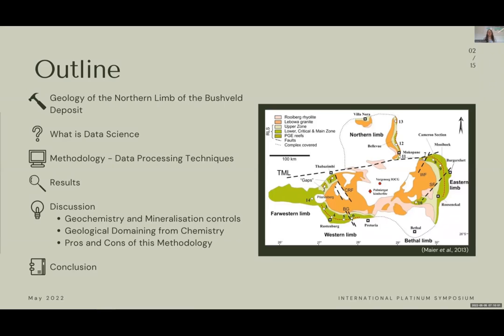So I will outline this presentation. Firstly, we will touch on the geology of the northern limb very briefly, and then provide meaning to the concept of data science. I will then explain my methodology and data processing techniques, followed by results and a discussion. Lastly, we will go through the main take-home messages of this project and discuss why this methodology is useful for data processing in the mining industry.